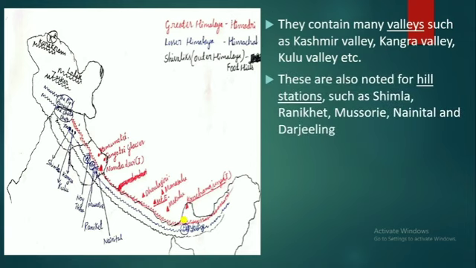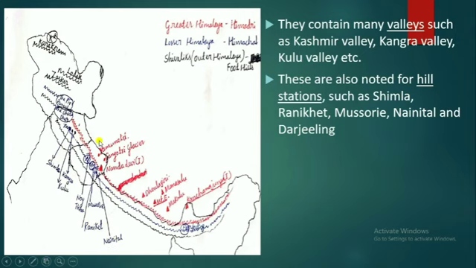These are also noted for hill stations such as Shimla, Ranikhet, Mussoorie, Nainital and Darjeeling. This Darjeeling and Mussoorie we came across in a previous slide also, in the parallel ranges. Mussoorie and Darjeeling are also parallel mountain ranges, and they are also famous hill stations. So for the remaining, let us see. Shimla, Himachal Pradesh. Next Ranikhet and Nainital, see, they are in Uttarakhand.